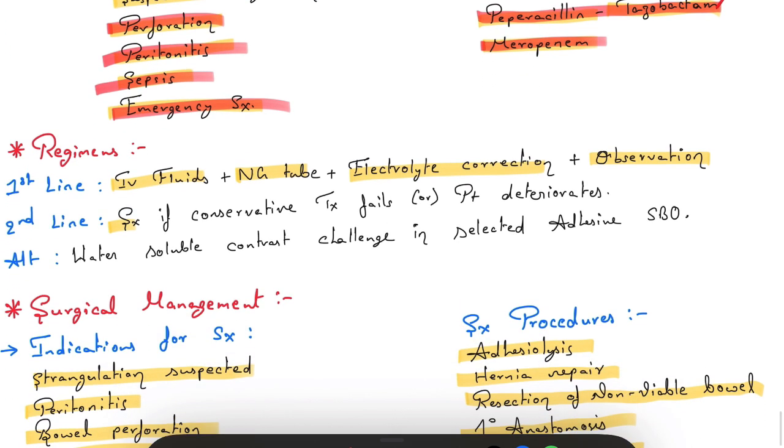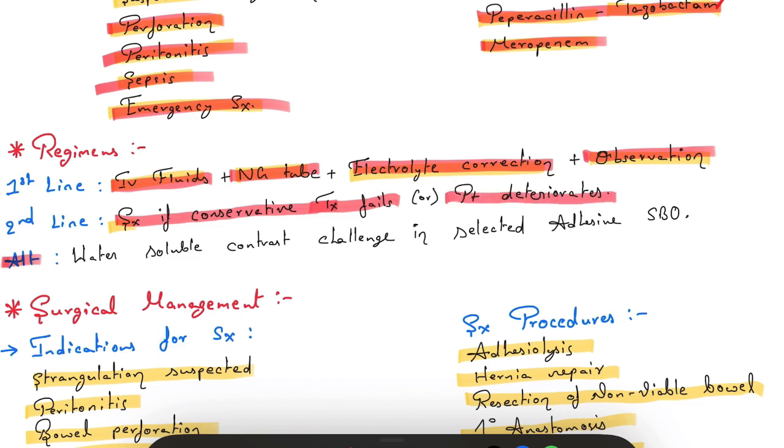So we have some regimens to treat the patient's condition. First line regimen means first line management. We have to start intravenous fluids, NG tube decompression, electrolyte correction, and observation. For selected uncomplicated adhesive small bowel obstruction, we go with this first line regimen. Second line regimen of management, we have to do surgery if conservative treatment fails and the patient deteriorates.